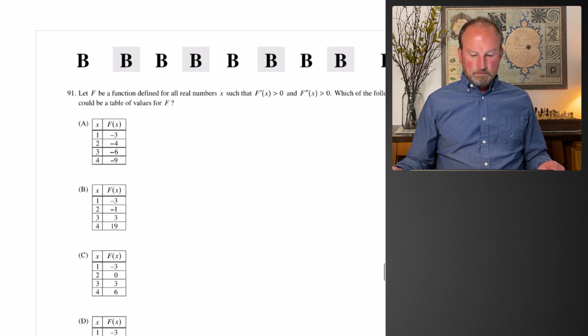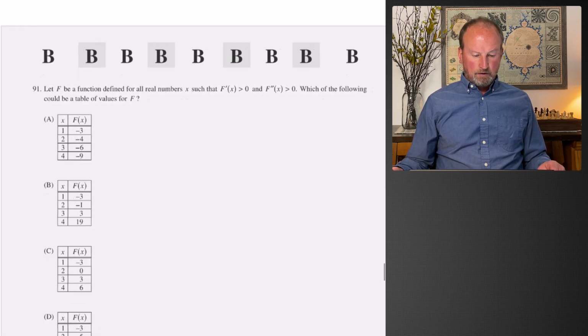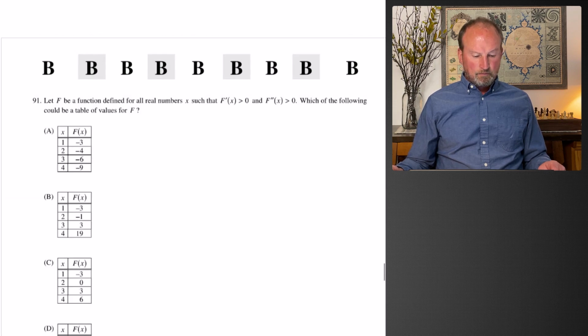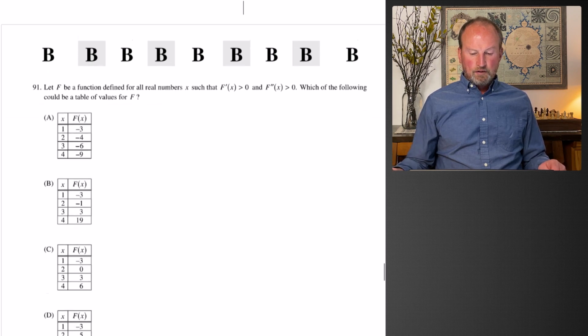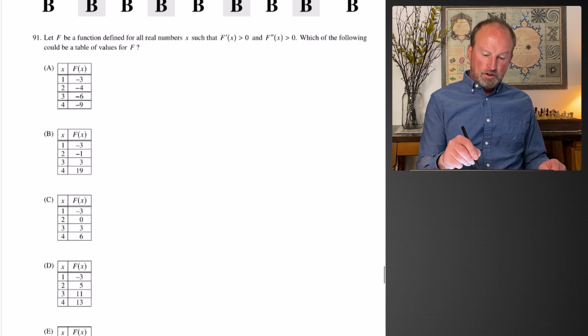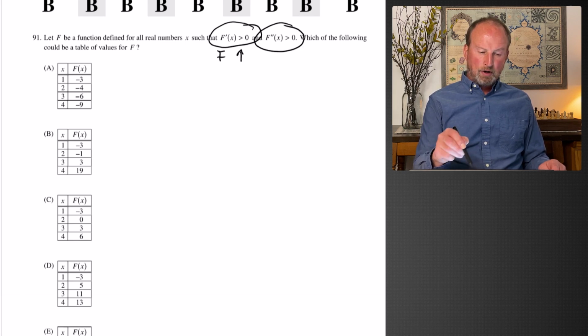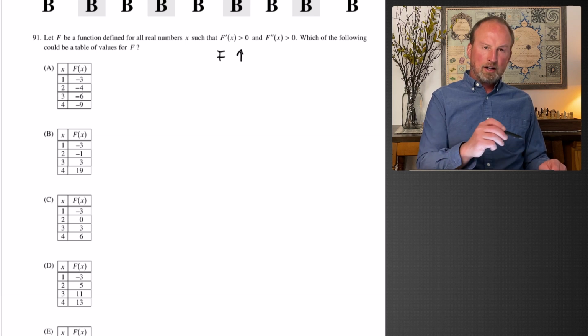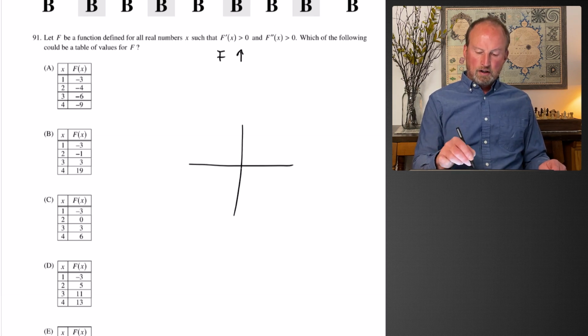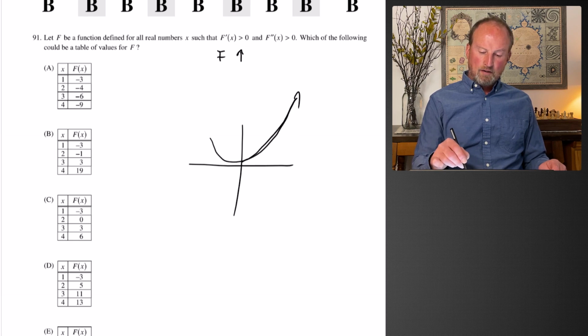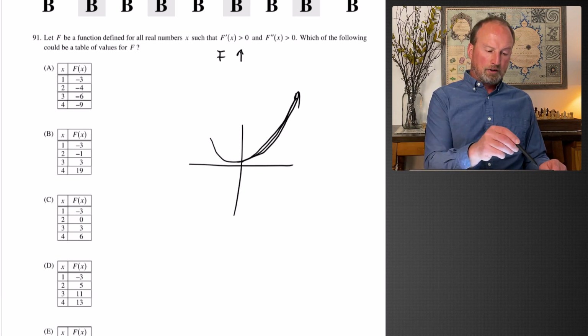Number 91. Looks like my window got off a little bit. Let f be the function defined by all real numbers such that the derivative is greater than 0. My function f is increasing, and my second derivative is also positive, so f is increasing at an increasing rate. My first derivative is positive. My second derivative is positive. My curve is on the right-hand side of a concave up graph.